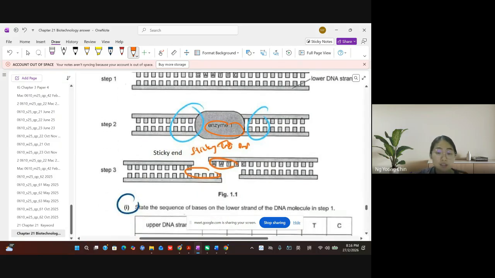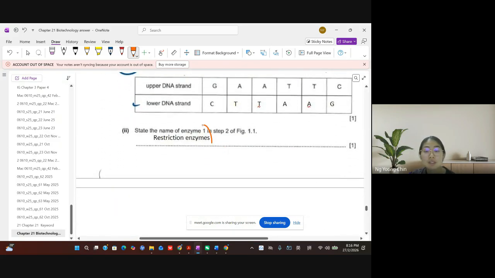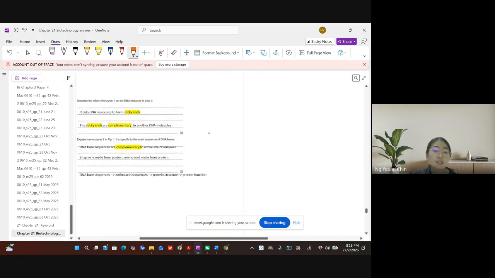So this is the one that needs to join with another, by complementary base pairing. So that's why, what's the name of the enzyme? Tell me the name of the enzyme which helps to separate the DNA molecule. Restriction enzyme. Is that okay? Restriction enzyme.